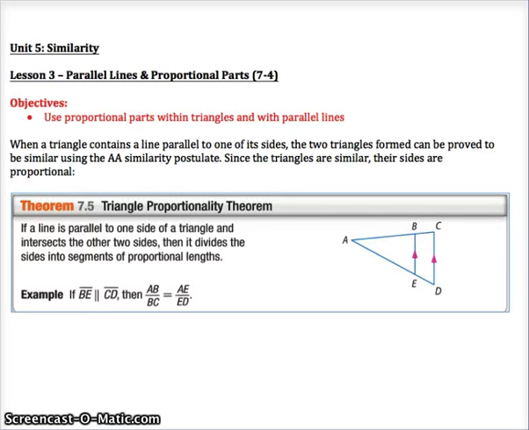Okay, here we go. 7-4. This one is about parallel lines and what happens when you start cutting into polygons and things with parallel lines, and what happens in terms of similarity and proportional stuff. All right, so the first one's about triangles.